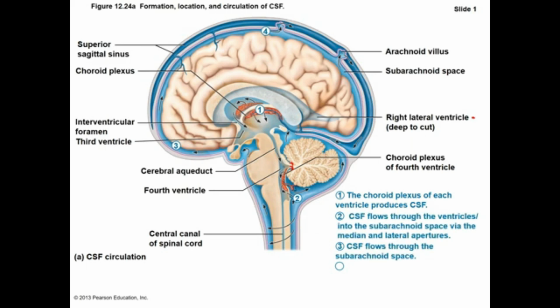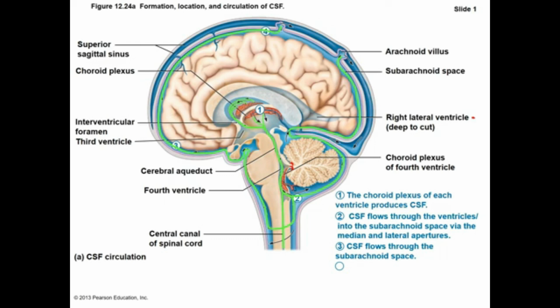So the second thing to tell you is about the route of cerebrospinal fluid. It flows through the ventricles into the subarachnoid space via median and lateral apertures, and also flows through the subarachnoid space. So let's just take a look at the route of this through the brain. One thing I do want you to notice is that cerebrospinal fluid can also travel down the central canal of the spinal cord.